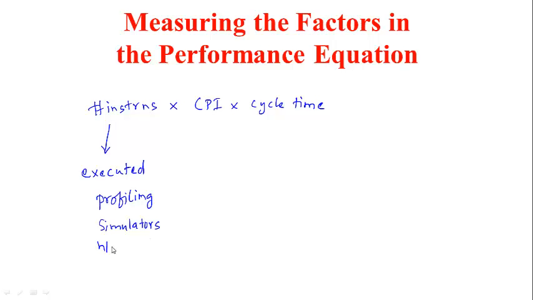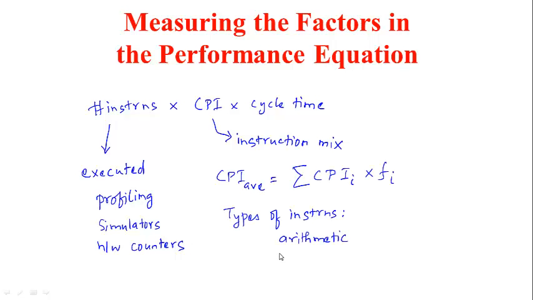The other option is to have some hardware counters, using which you can get the actual number of executed instructions during the execution of a program. The CPI can be calculated if the instruction mix is known. Instruction mix is nothing but the different fractions of the different types of instructions. The different types of instructions could be arithmetic, memory, branch, and so on.